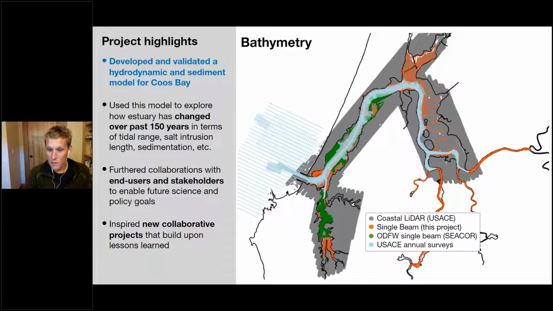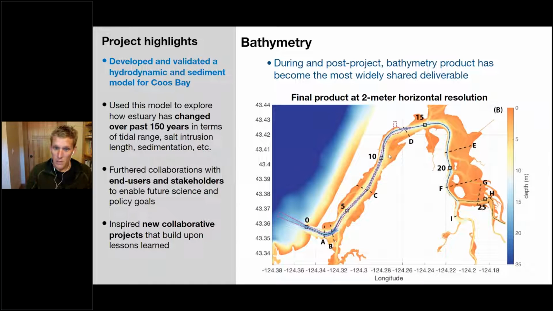Then the orange is the single beam data that we got from this project from the jet skis. And then the green lines show some Oregon Department of Fish and Wildlife single beam data that they collect for shellfish and clamming studies, habitat studies. And then the Army Corps actually does surveys that are shown in light blue because they dredge the main channel every year. So they usually end up doing a lot of hydrographic and bathymetric surveys. So we were able to combine all these data into a really nice data set at 2-meter horizontal resolution. And that's what's shown here in the color.